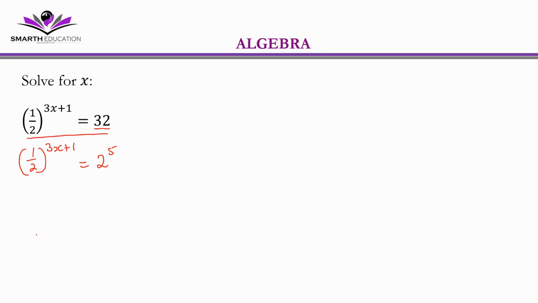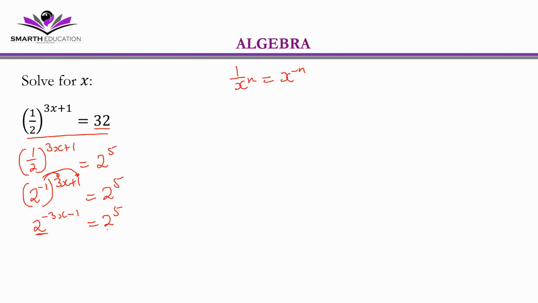5. Right now the bases are still not the same, but remember that 1 over x to the power n is equal to x to the power negative n. So it means this can be written as 2 to the power negative 1. Okay, then 3x plus 1 is equal to 2 to the power 5. And then we can distribute the negative 1 there. So it becomes 2 to the power negative 1 times 3x is negative 3x. Negative 1 times 1 is negative 1, is equal to 2 to the power 5.